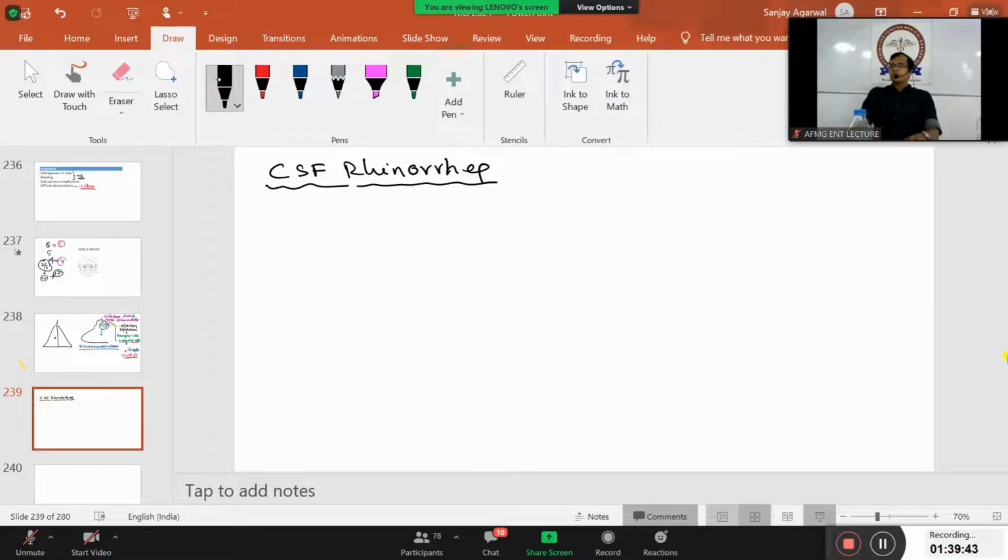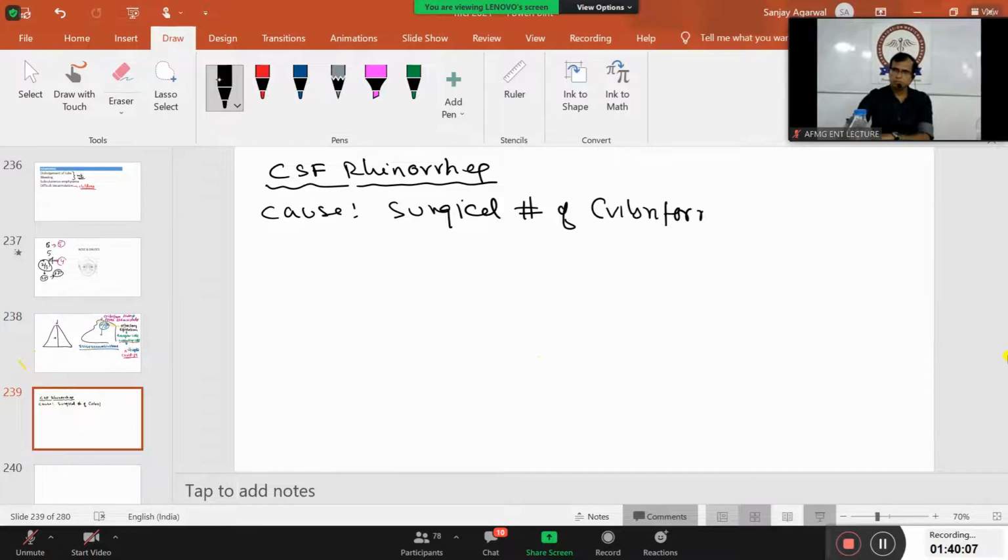And CSF rhinorrhea, you have to know 4 to 5 points. It's very, very important. Important points from CSF rhinorrhea. One, cause. What is the cause? Surgical fracture of cribriform plate. This is the most common cause of CSF rhinorrhea.